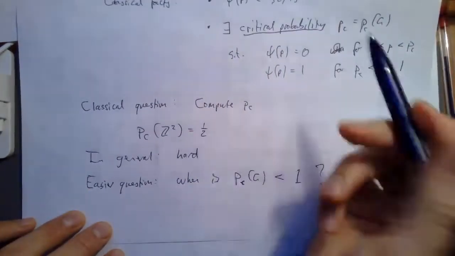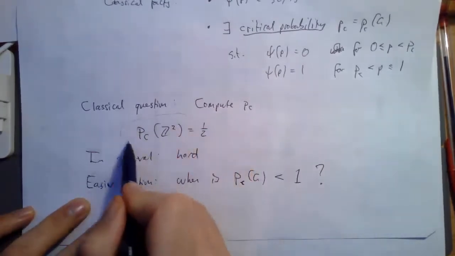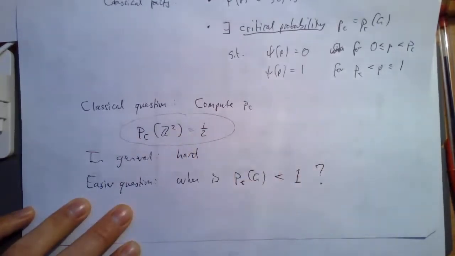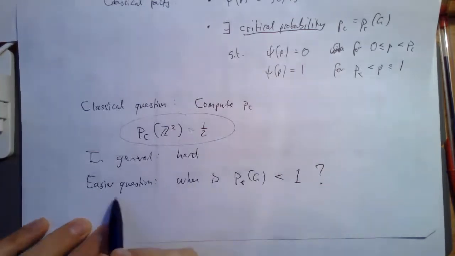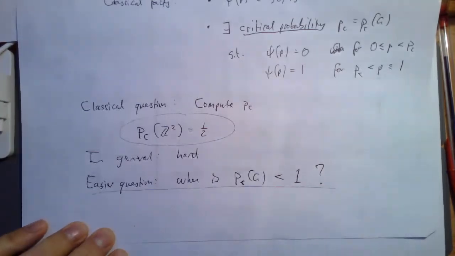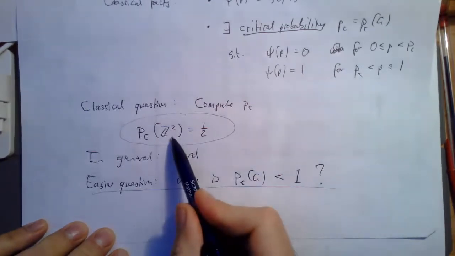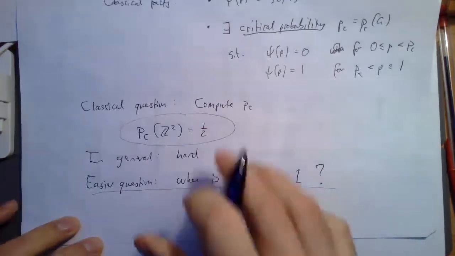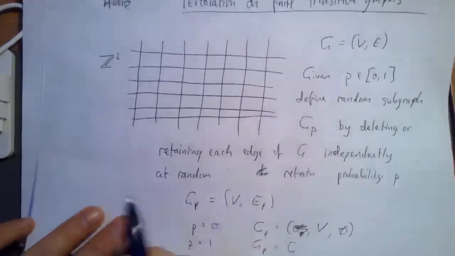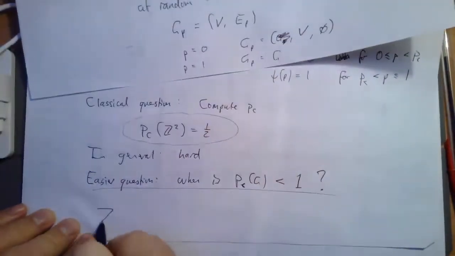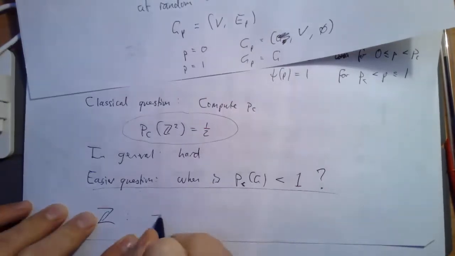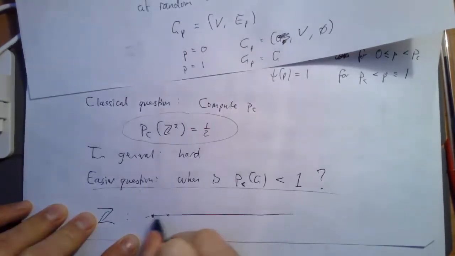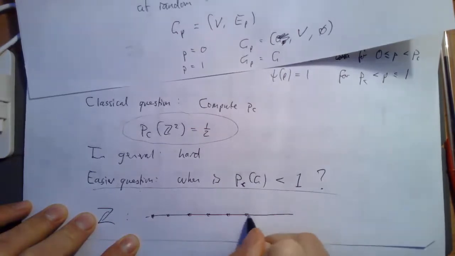So it's not hard to see, given this computation for p_c of the square grid, it's not hard to answer this easier question for square grids of different dimension. I'm going to write Z squared for this square grid. Z is just going to be an infinite line graph. So you can think of that as a one-dimensional grid.